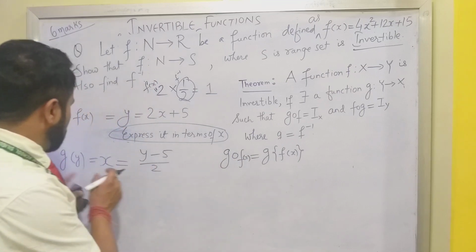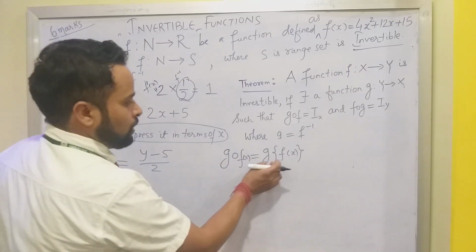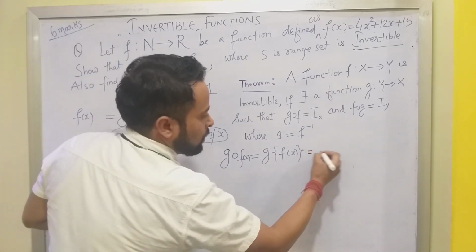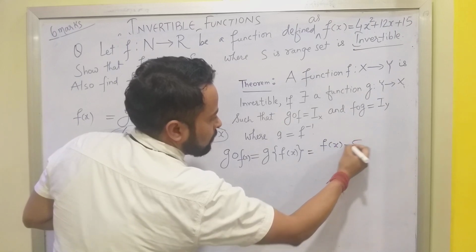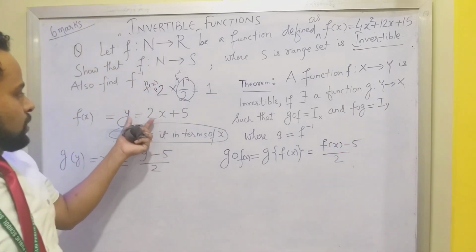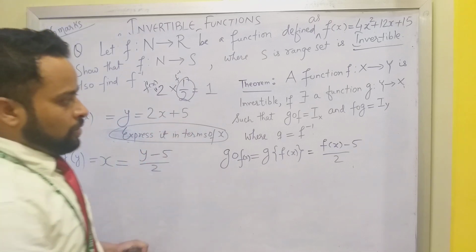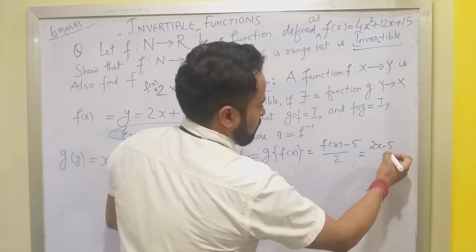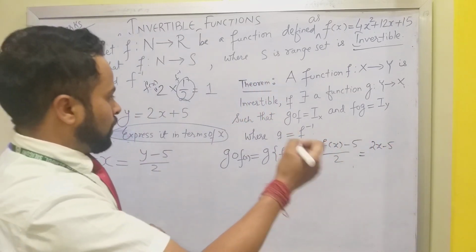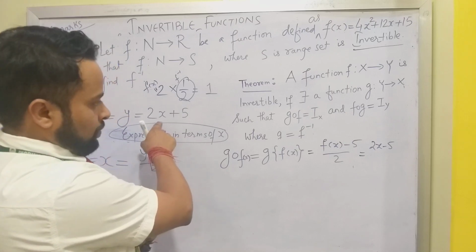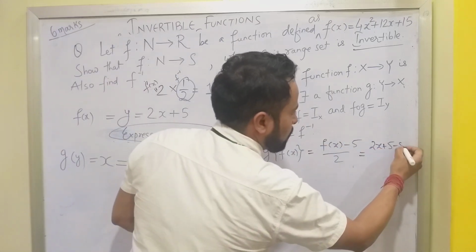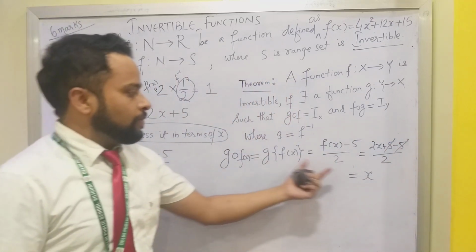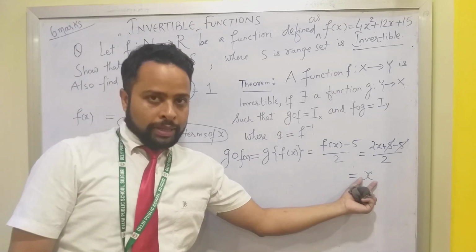So I can write g of y. What is g of y? (y minus 5) by 2. Here y means f of x, so (f of x minus 5) by 2. Now what is f of x? It is 2x plus 5. So I can write this as (2x plus 5 minus 5) by 2. The 5s cancel, and the answer is x. So GOF is giving me the identity element of the domain set.